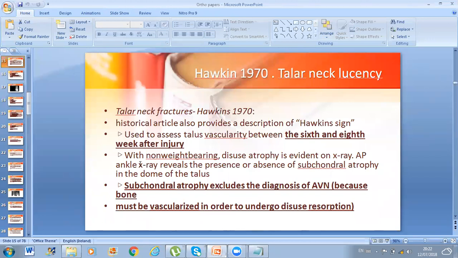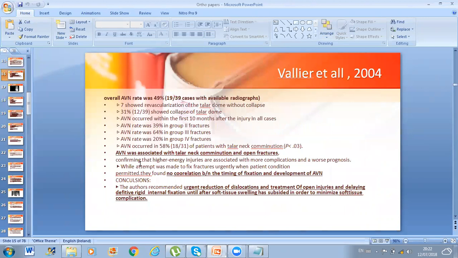He was the one who gave the name Hawkins sign. Okay, 1970. So this is Valliere et al. He showed that overall AVN rate was 49% in all talus fractures. He showed that in type 2 fracture AVN rate is 39%, type 3 fracture AVN rate is 64%, and type 4 interestingly has a rate of AVN of 20%. This is different from the book, by the way.